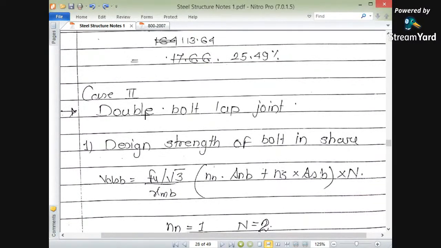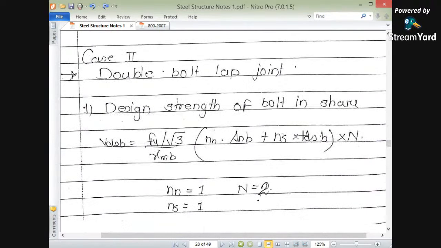Again, case two, that is a double cover, which is nothing but the double bolt lap joint. The first case was single bolt, and the second case is double bolt, the double bolt lap joint.